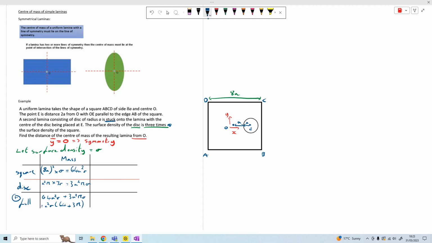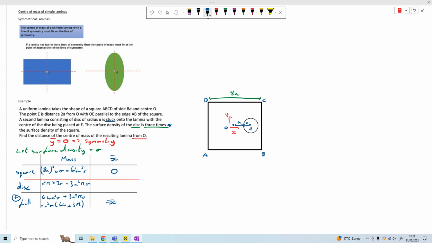Now the other thing I'm going to consider is where the x bars are for each one. I don't know what the x bar is for this, and that's the point. So let's go through each one. For the square, let's think about where the center of mass is going to be in the x direction. Well, it's going to be in the middle, so it's going to be its origin. So it's going to be 0 away.